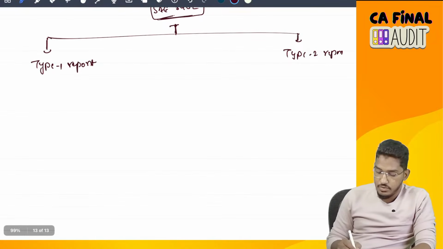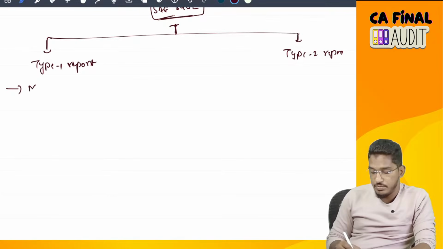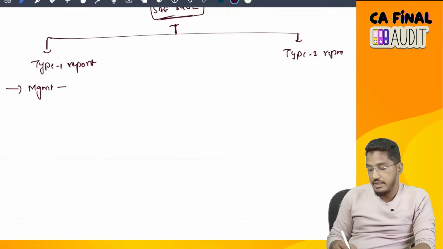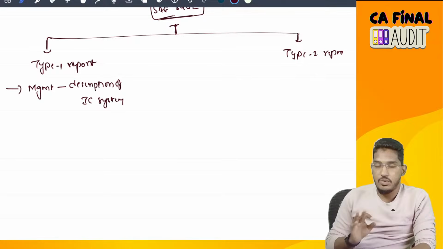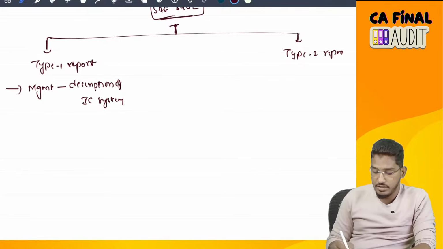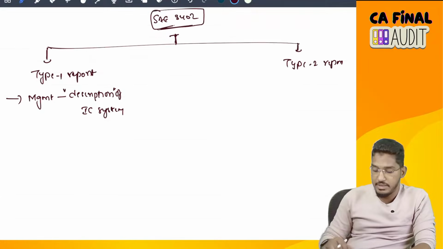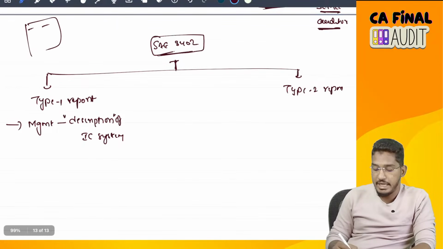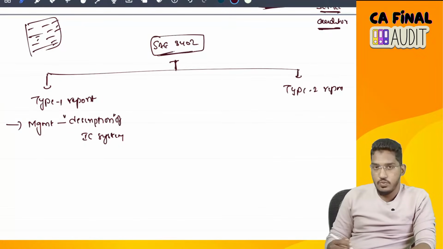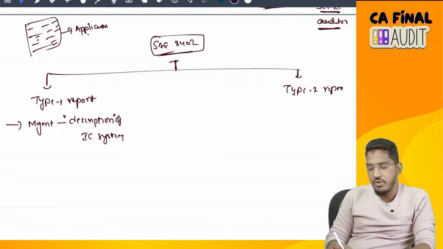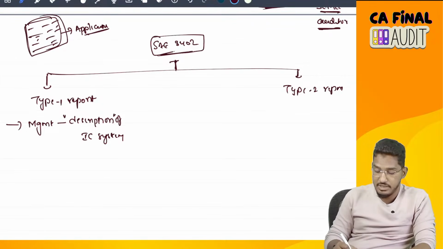In both the cases, first, the management of the service organization will give a description of the internal control system. They will describe how the internal control system is operating. Basically, they will prepare one document. In that document, they will explain what kind of controls they have implemented, and how they have designed it according to some applicable criteria. According to that applicable criteria, they will prepare the statement.